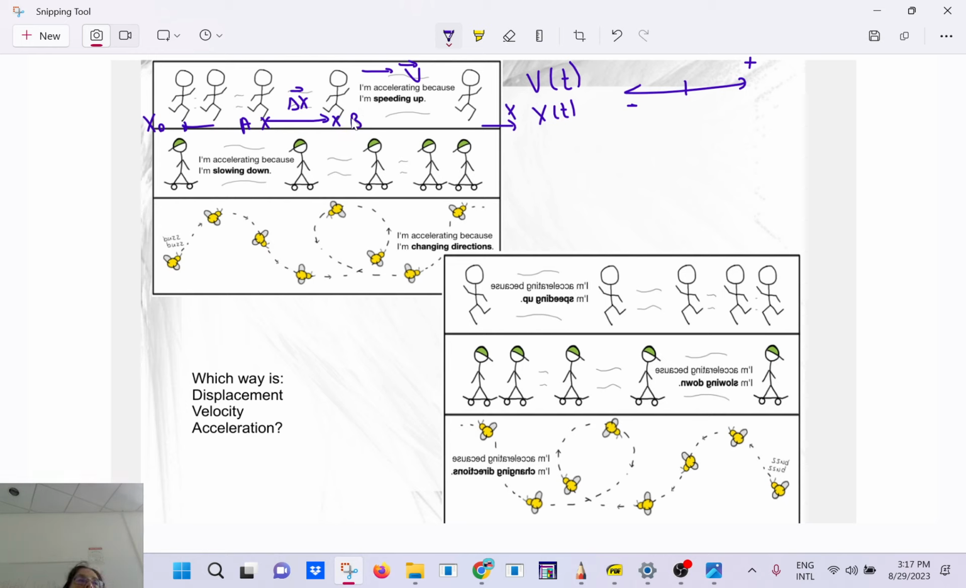Now the acceleration. He's accelerating because there is a thrust. There is something pushing it. Where is the acceleration? Where is the force? To the right. So the acceleration is to the right. What matters for the acceleration is not which way you are going, it's where the force is. The thrust is to the right.